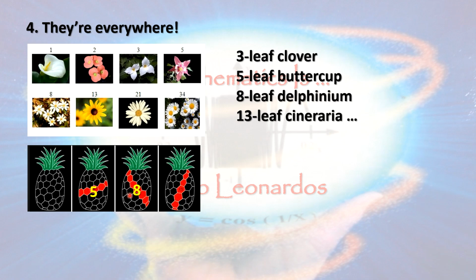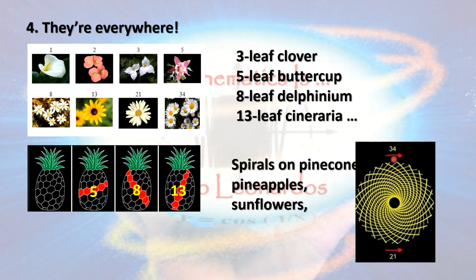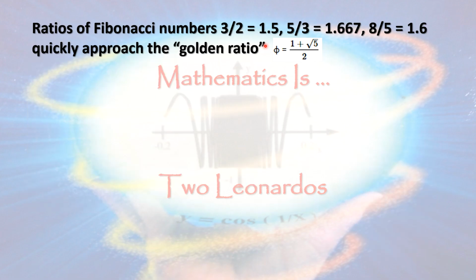Speaking of spirals, count the spirals on a pine cone. You'll find 5 in one direction and 8 in the other. Count the spirals on a sunflower. You'll usually find 21 or 34 or 55, all of which are Fibonacci numbers. If you compute ratios of consecutive Fibonacci numbers, so 5 over 3, 8 over 5, and so on, you'll find ratios that quickly get stuck on the number 1.618. Now, the exact value of this irrational number, which is usually denoted by phi, is (1 plus square root of 5) over 2, and is called the golden ratio.